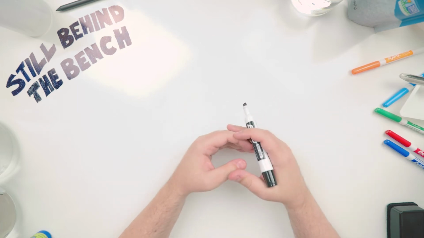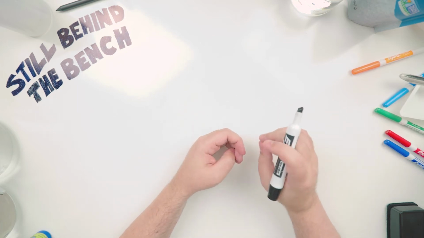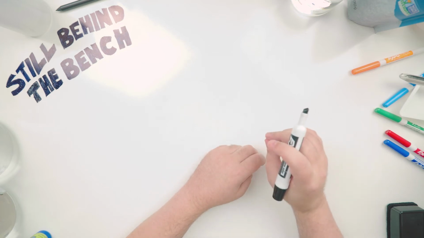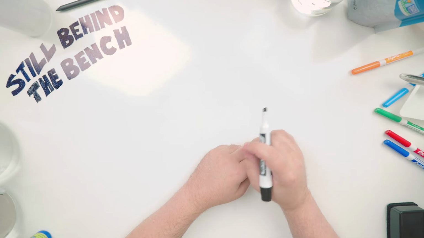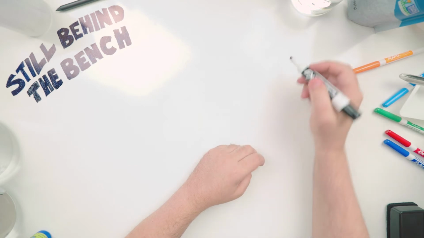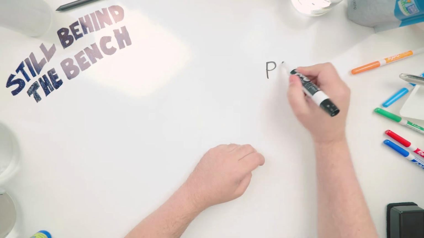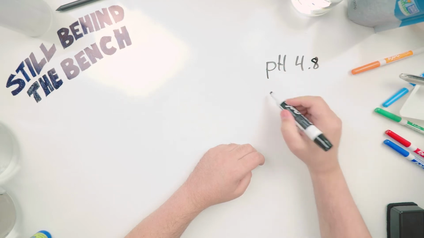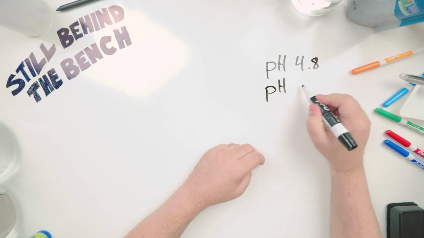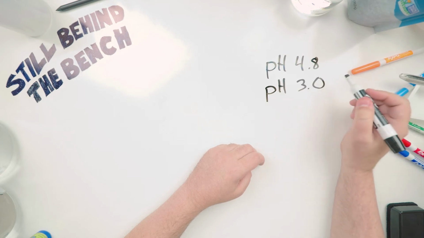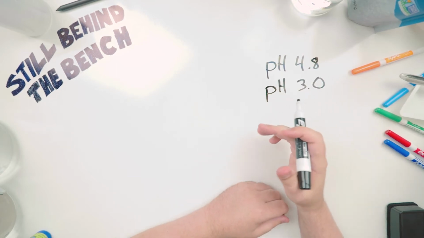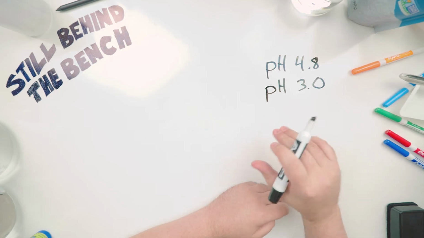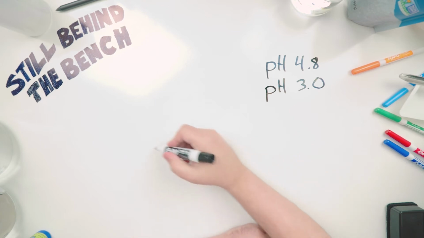So all we need to do is figure out the concentration of hydrogen ions that would be added going from our intended pH to a pH of 3.0. So the pH I'm going to plan for is 4.8. And the potential drop is 3.0. So the math is pretty simple. I'm pretty sure I've already shown it in my pH and adjusting pH videos, but I'll do it again here.